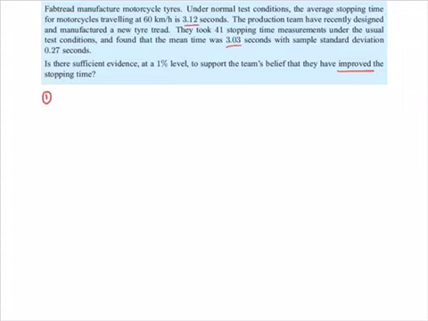Okay, step number one, state your null hypothesis. So we're saying the null hypothesis is that the average is the same, 3.12. And then the alternate hypothesis is, of course, that the average is less than 3.12. It's not just changed. If it was changed, it would be not equal to, but this is definitely a one-tail test, and we want mu to be less than 3.12. All right?